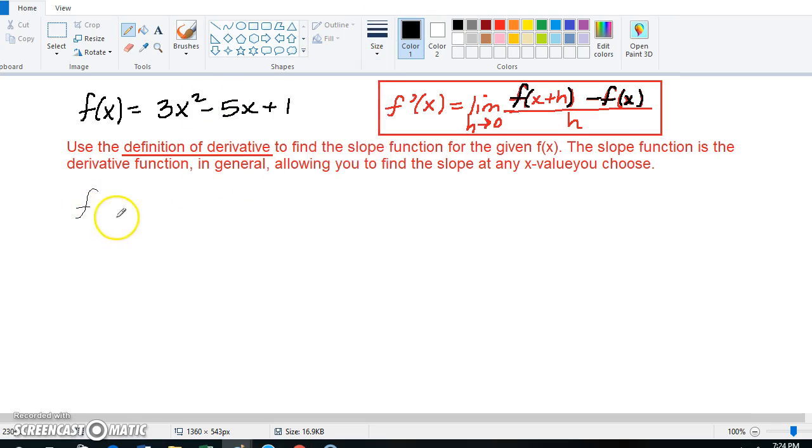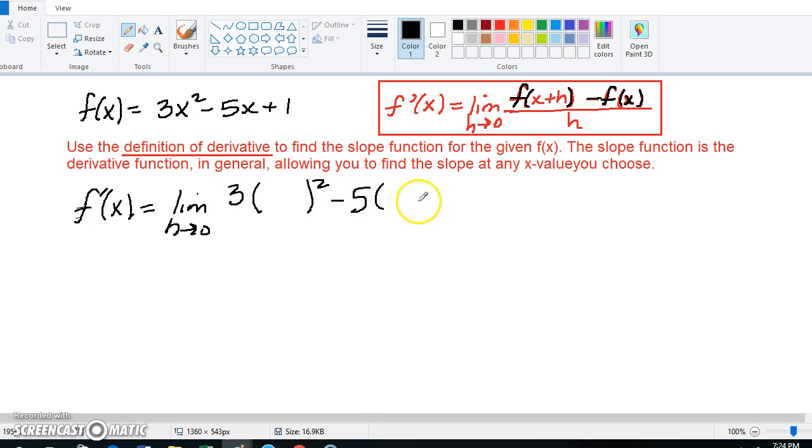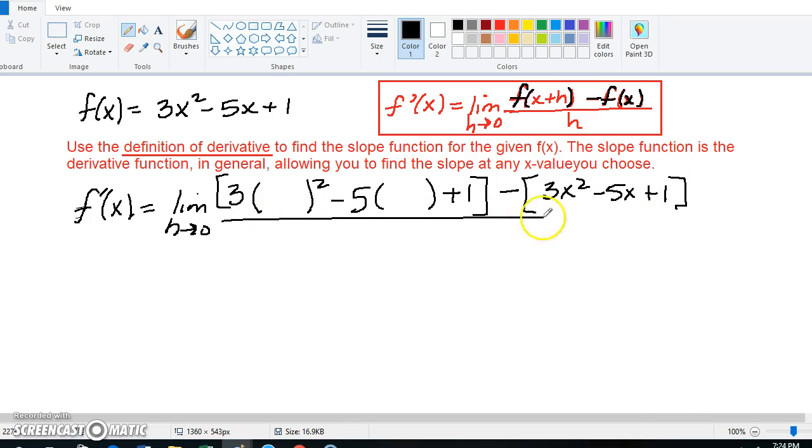F prime of x is equal to the limit as h approaches 0 of 3, I'm leaving some space, minus 5, I'm leaving some space, plus 1, minus 3x squared minus 5x plus 1, all over h. Now, what's going in those spaces? X plus h. Okay, we're going to do a little algebra. We're going to simplify this. We're going to cancel some stuff.